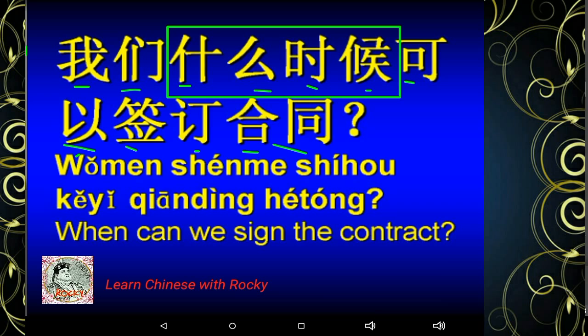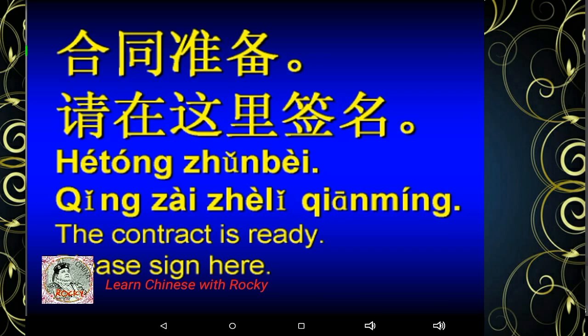Let's go to our next sentence. The contract is ready. Please sign here. Very short, first one. The contract is ready. 合同准备. Right? So very short, very short. 合同准备. And let's isolate these two characters, because I kind of like them actually. And the character zhunbei means to be ready. Okay, so you got to be ready. You always got to be ready.